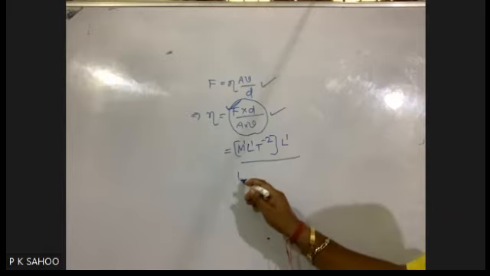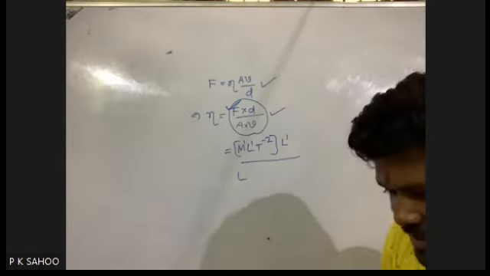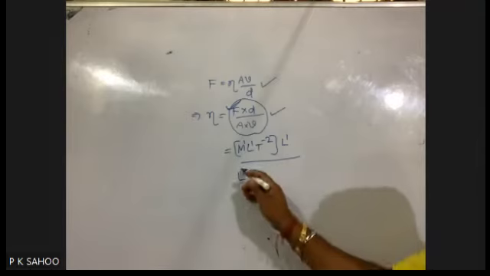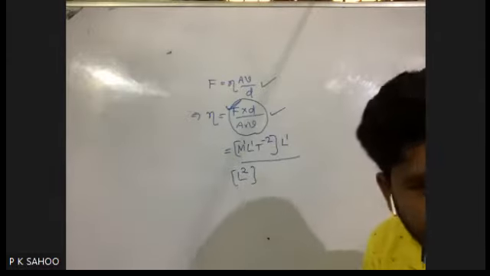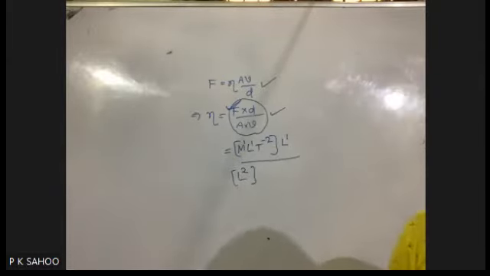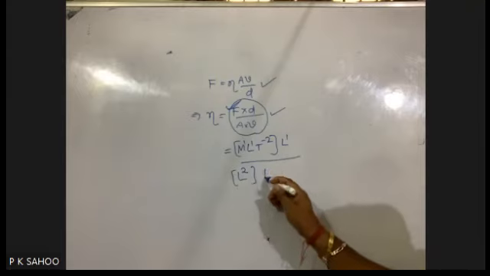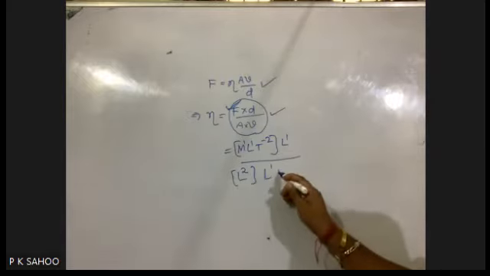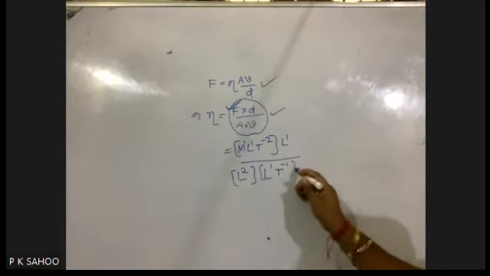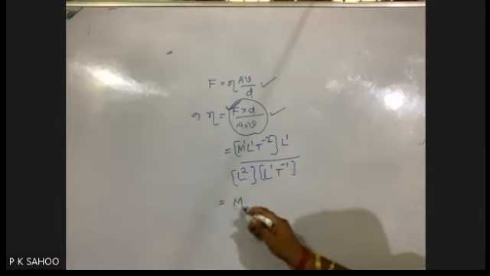Area dimension will be what? Length into breadth. L2. Then this is V. V is speed or velocity. What will the dimension be? Speed. L1 T minus 1. You can put the dimensions like this. Then solve it and tell me what you are getting at last.